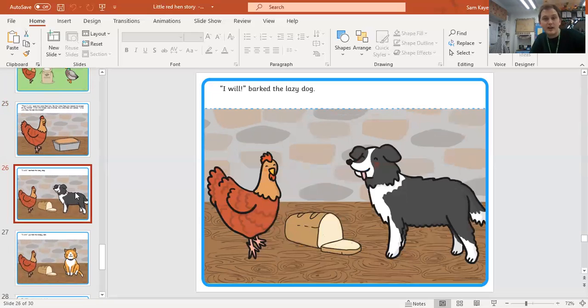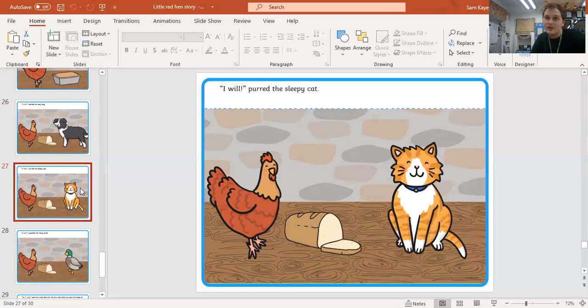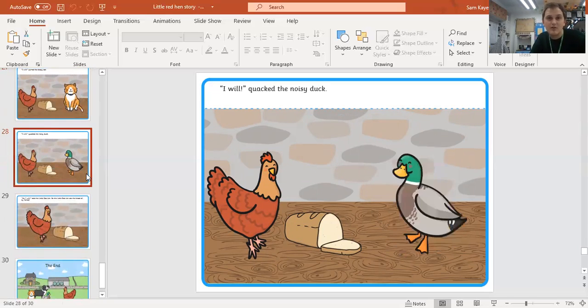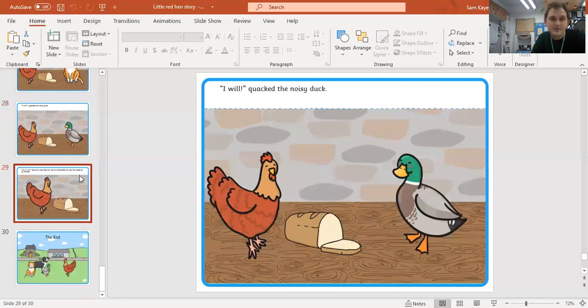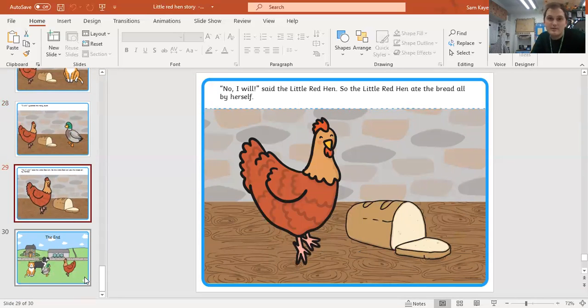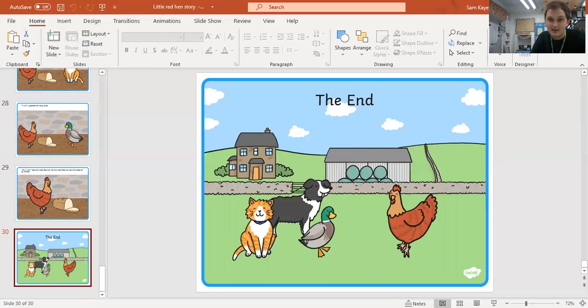"I will," barked the lazy dog. "I will," purred the sleepy cat. "I will," quacked the noisy duck. "No, I will," said the little red hen. So the little red hen ate all the bread herself. The end.